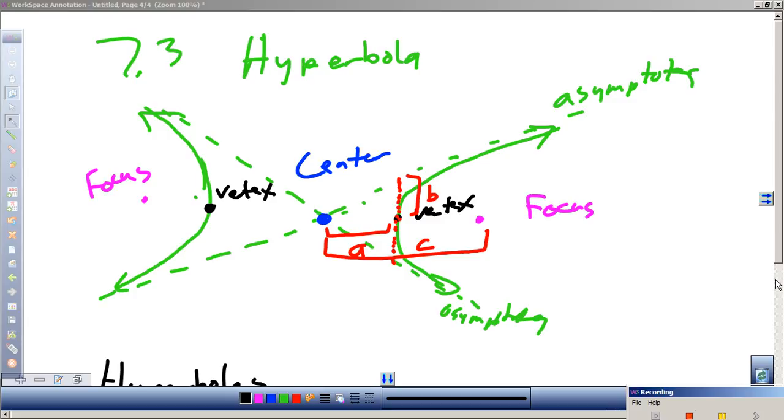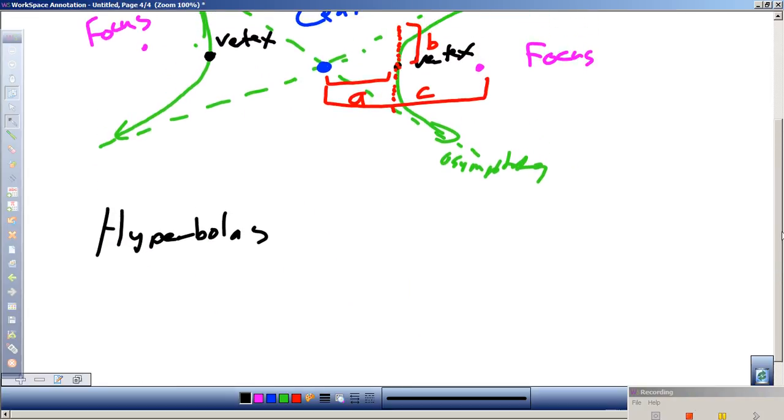Okay, once we have the chart, we do our chart. So again, we list and start with a couple equations. C squared is equal to A squared plus B squared.